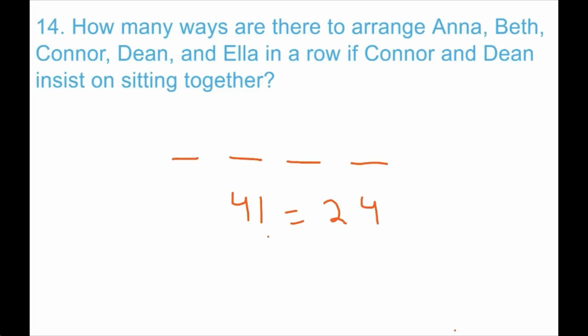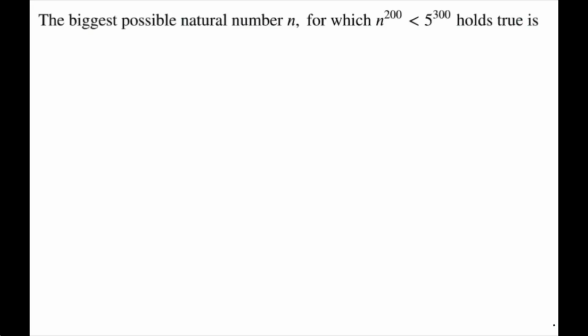But notice that when we're packaging Connor and Dean together, or making them into one group, we could either put Connor first and then Dean, or Dean first and then Connor. So we have to account for that and multiply by 2. So our final answer is 48. There are 48 ways to arrange 5 people in a row where 2 of them want to sit together. Let's move on to problem number 15.